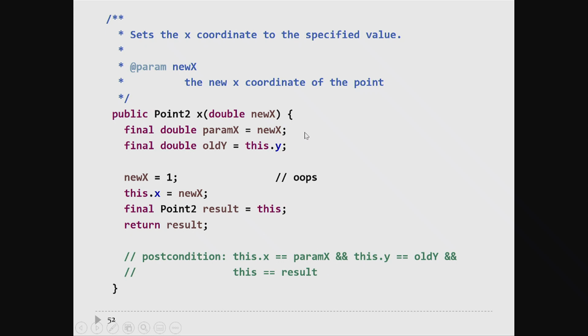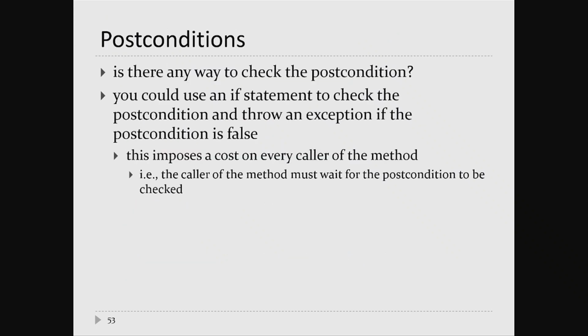So that's why you're making a copy of the field up there. Sorry, that's why you're making a copy of the parameter at the beginning of the method. Okay, so is there actually any way to check a postcondition?